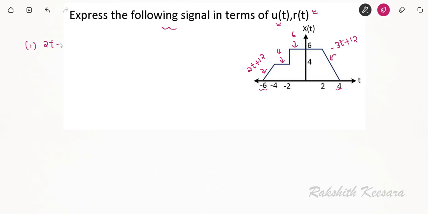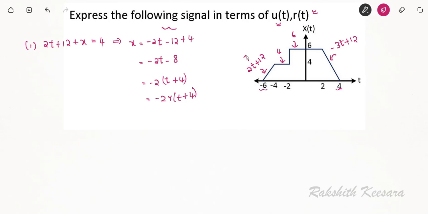First, for 2t plus 12, I should add something so that this will become 4. From this x will be -2t minus 12 plus 4. That is -2t minus 8. So coefficient of t should be 1. This will be t plus 4. That is -2 into r of t plus 4. And this signal is 2 into r of t plus 6. So for 2 into r of t plus 6, I should add -2 into r of t plus 4.